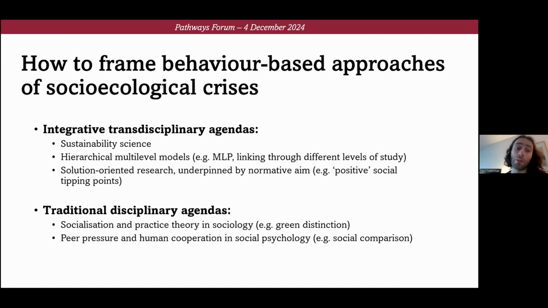On the other hand, there are also more traditional disciplinary agendas looking at environmental crises. For instance, within sociology, there's a growing body of literature around socialization and practice theory that studies, for instance, green distinctions between high cultural capital or high economic capital individuals, and from other disciplines such as social psychology. There's also growing literature, for instance, looking at peer pressure or human cooperation in developing new norms or attitudes towards the environment.